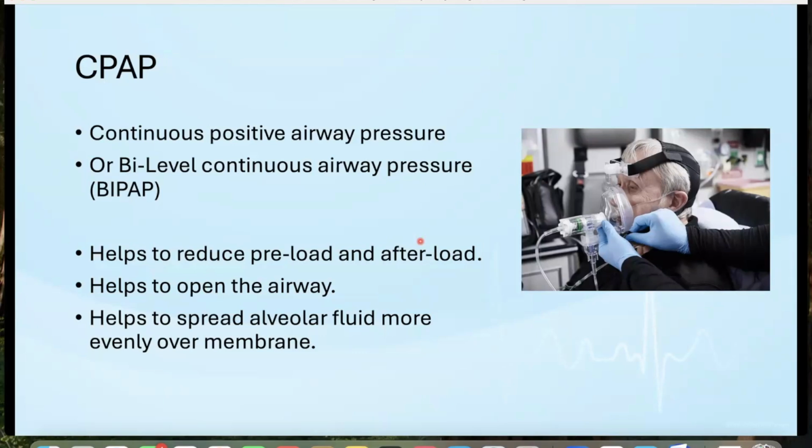So CPAP has some cardiovascular effects as well. It helps to reduce preload and afterload, making it easier for the heart to pump. It helps to open the airway, as we said. It keeps those alveoli kind of propped open. And there is a theory that when we've got thinner fluids such as CHF or pulmonary edema, it helps to spread that fluid more evenly over the membrane, so that it's easier for gases to exchange across it.